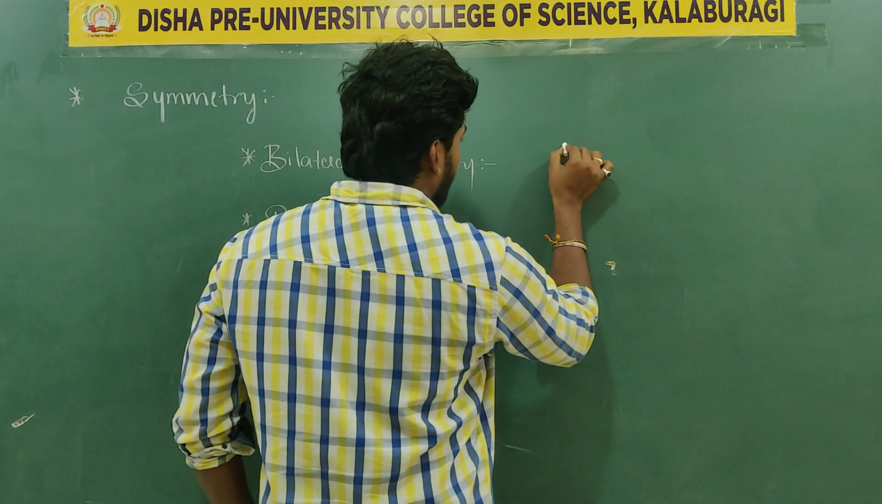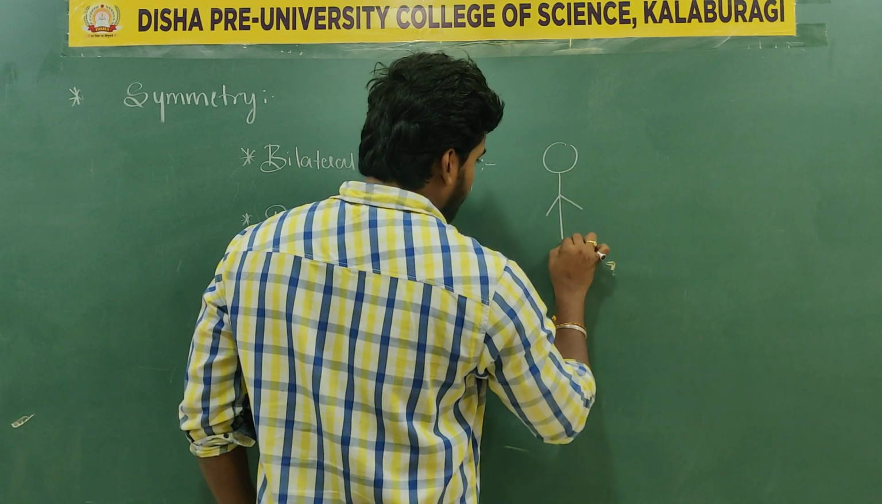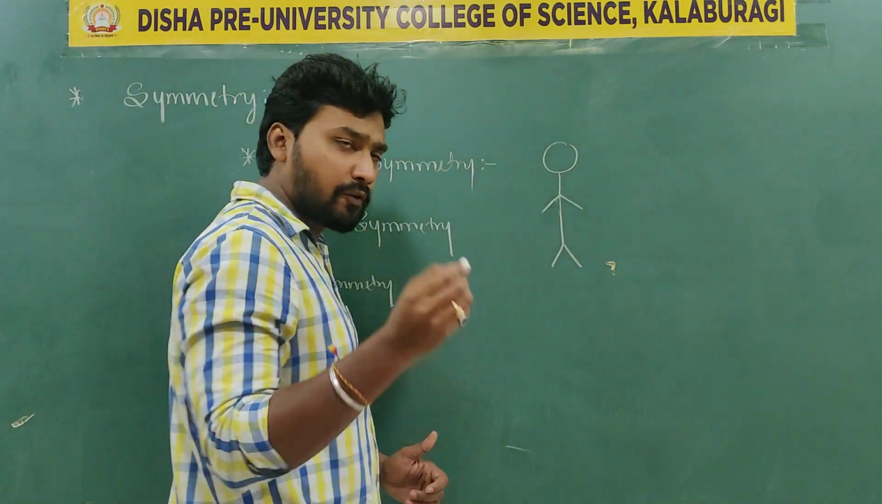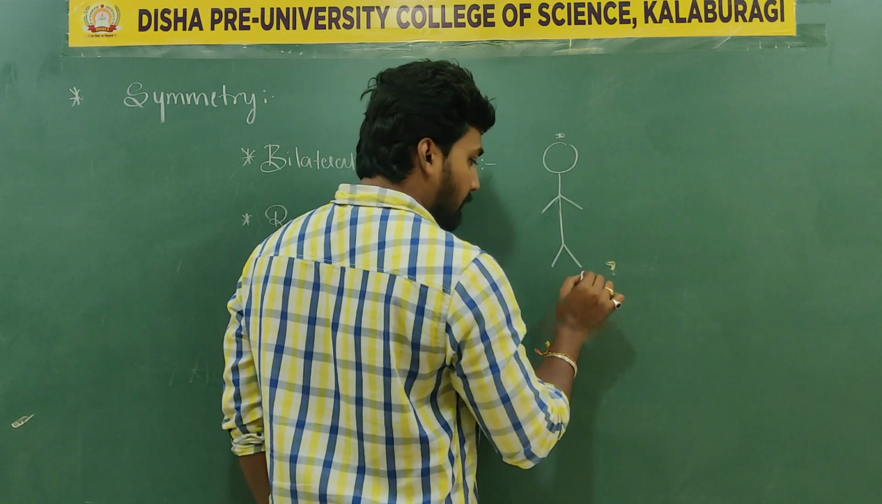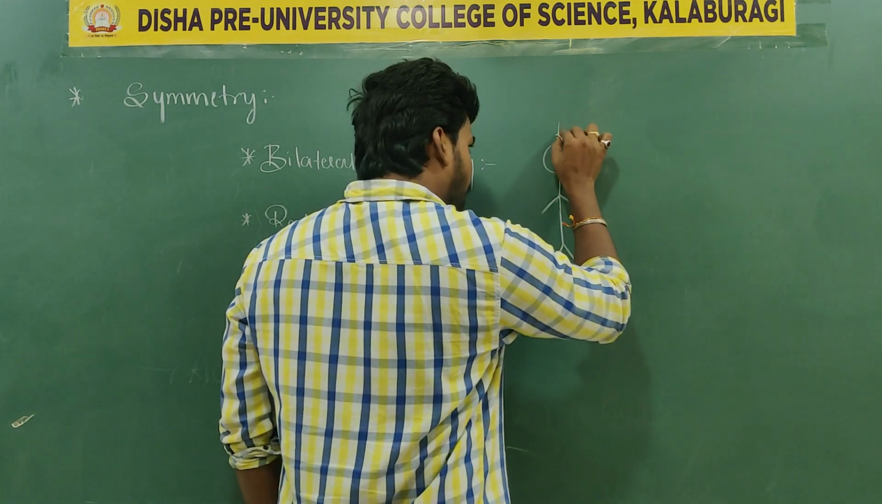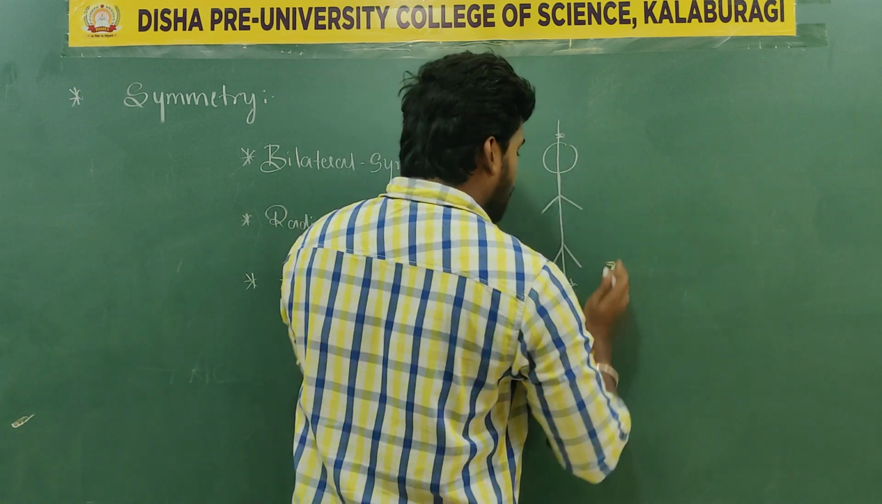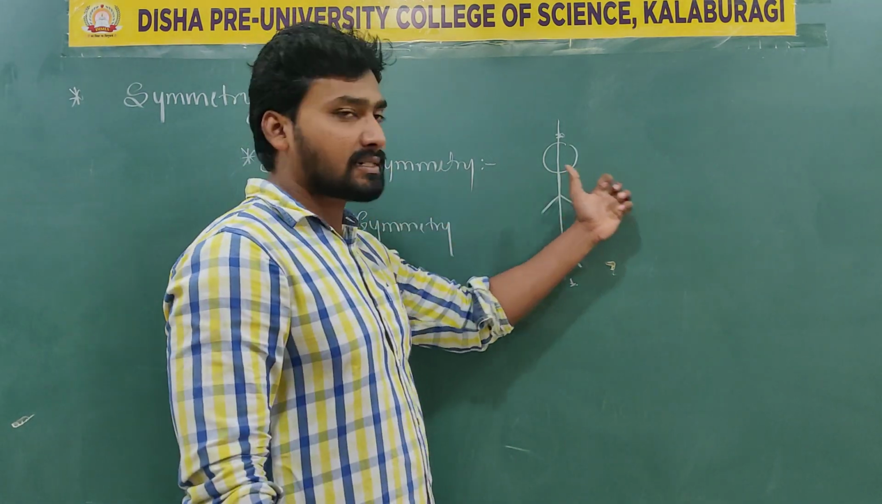For example, if you consider a man, this is the anterior most part, this is the posterior part. If you pass a plane from anterior to posterior, dividing the animal into two equal parts, that is said to be bilateral symmetry.